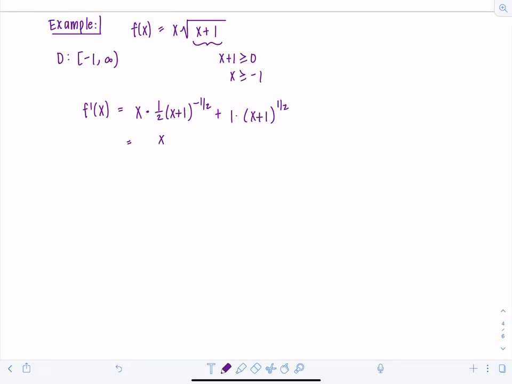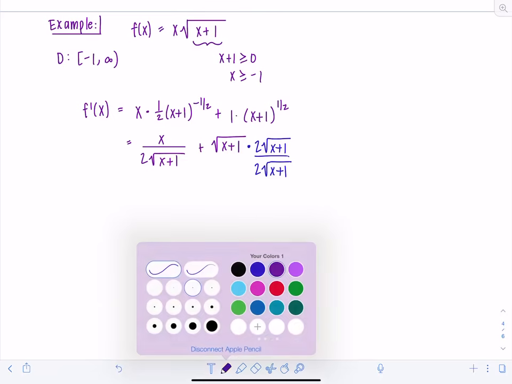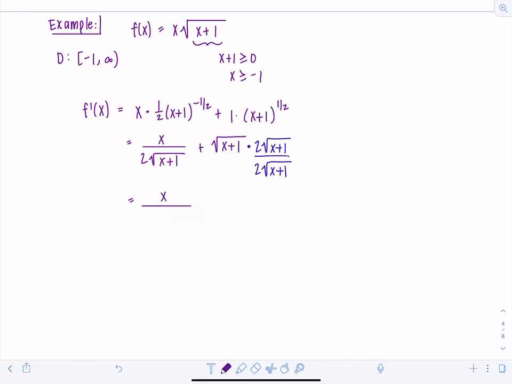So I'm going to have x over 2 rad x plus 1, plus, and then this is rad x plus 1. Now I want to get a common denominator. So the common denominator is 2 rad x plus 1. So I need to multiply this second term by 2 rad x plus 1 over 2 rad x plus 1. And then now I'm going to be left with x over 2 rad x plus 1 plus, now notice, if I have rad x plus 1 times rad x plus 1, that's just going to be x plus 1. So I have 2 times (x plus 1) over 2 rad x plus 1.